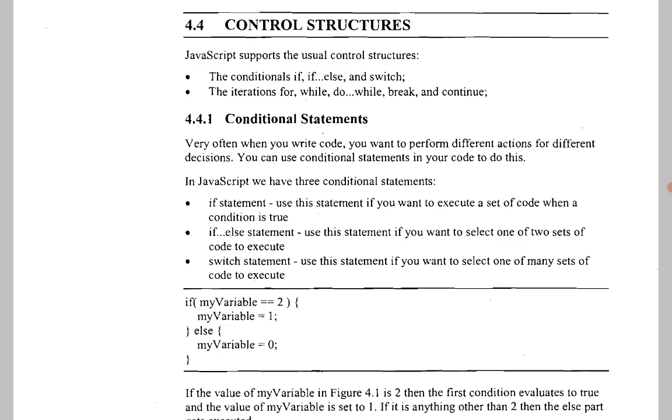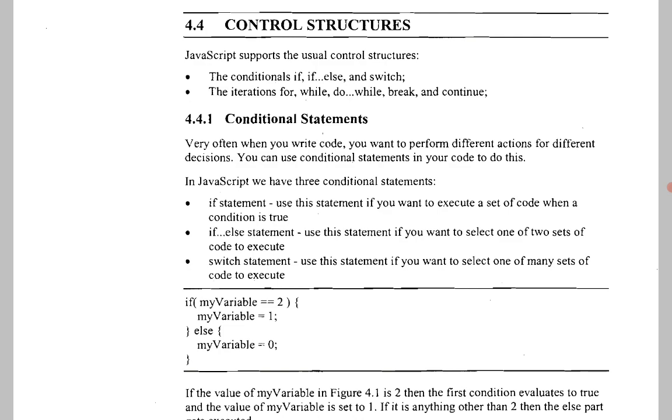What are control statements? Conditional statements and loops, or looping statements. Control statements are generally called conditional statements and loops. Like in C, C++ and Java, control statements are almost the same in JavaScript also.